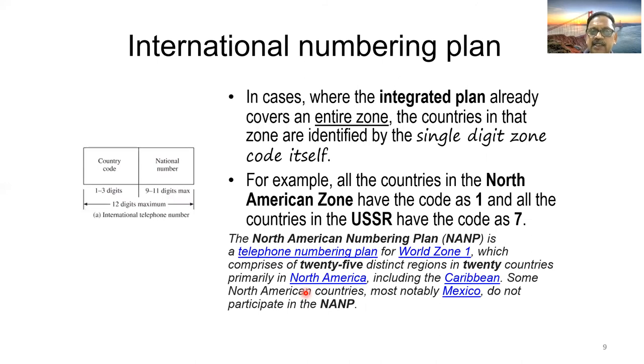Further, we will discuss the international numbering plan. In cases where the integrated plan or the uniform numbering scheme already covers the entire zone, the countries in that zone are identified by the single digit zone code itself. Since the USA follows a uniform numbering scheme, the country code for USA is 1. So the zone code is also 1. The zone code as well as the country code for the United States of America is 1, because they are already following the integrated plan.